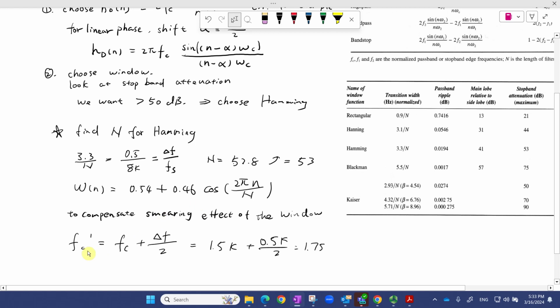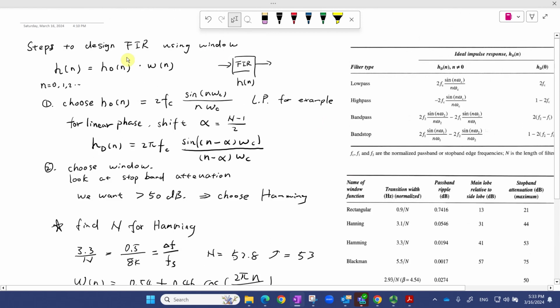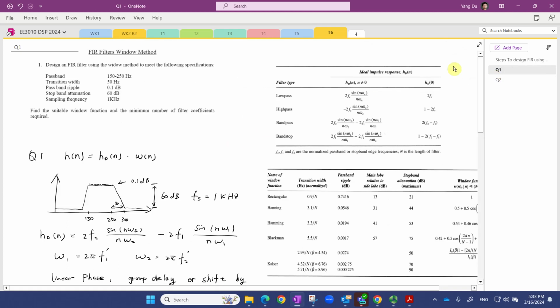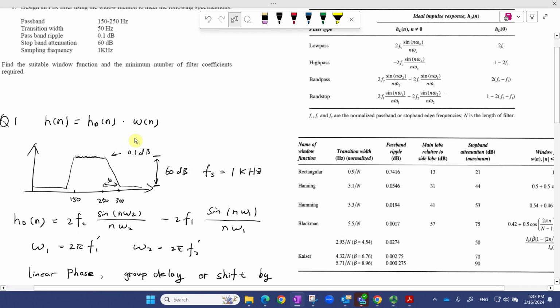The last step is to compensate for the smearing effects of the window. We want to change the original Fc, the cutoff frequency, to a new cutoff frequency, which is the original one plus the transition width divided by 2. So it's just step by step. You just follow those steps. We can see how to actually implement it from an example.